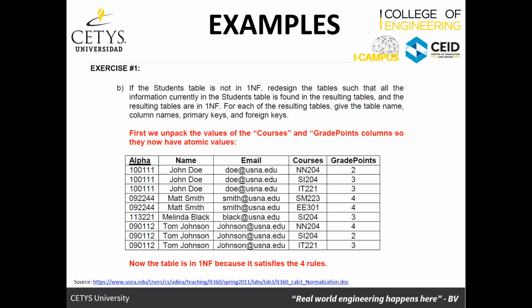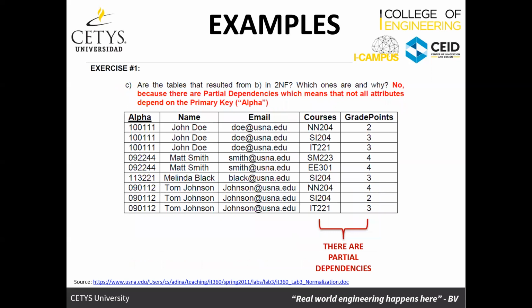Now let's continue the unpacking process. Is it in second normal form? No, it's not, because there are partial dependencies. For example, the grade is going to depend on the course, and obviously the student, but it's going to depend on the course. So these are partial dependencies. And the partial dependencies are going to generate that repeating of data or redundancy. We want to try to eliminate that.